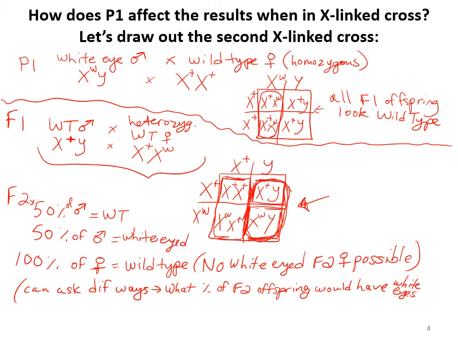And then instead of just looking at one gender, you look at all 4 of those squares, and what do you notice? Only 1 out of the 4 squares has white eyes. So I would allow you to write 1 out of 4 instead of a true percentage, or you can say 25% of F2.